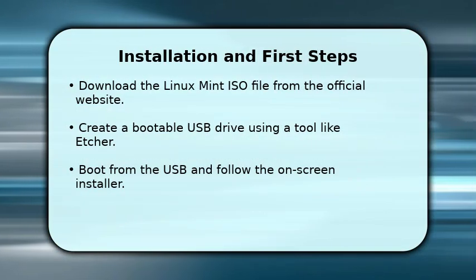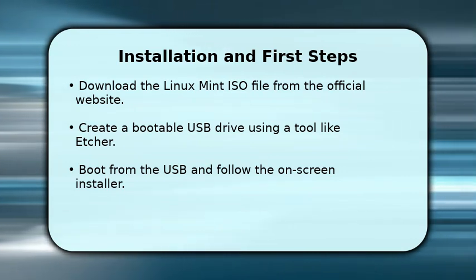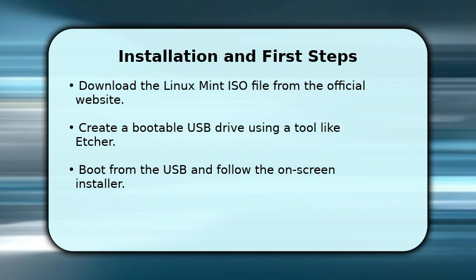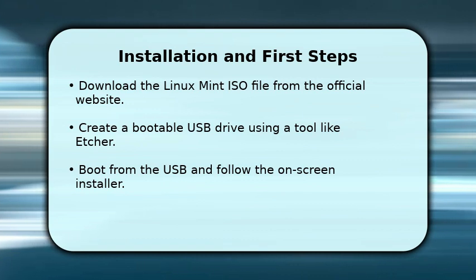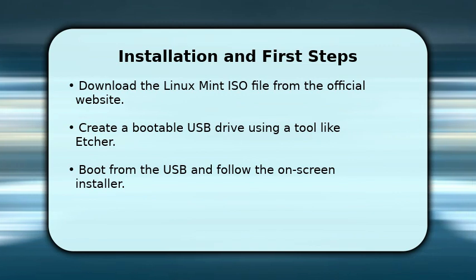Next, let's get Linux Mint installed on your computer. First, download the ISO file from the official website, then create a bootable USB drive using a tool like Etcher. Boot your computer from this USB, and the intuitive installer will guide you through the process. You'll select your language, keyboard layout, and set up your user account, getting you ready for your first login.